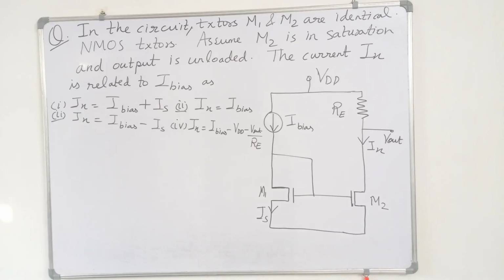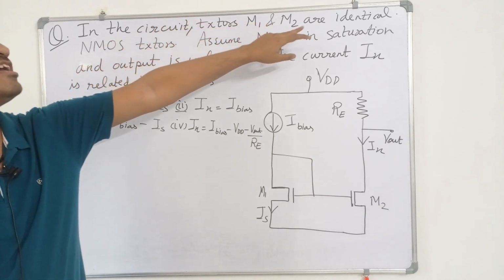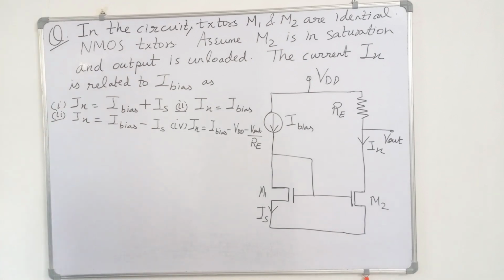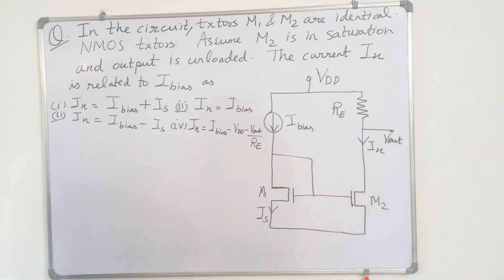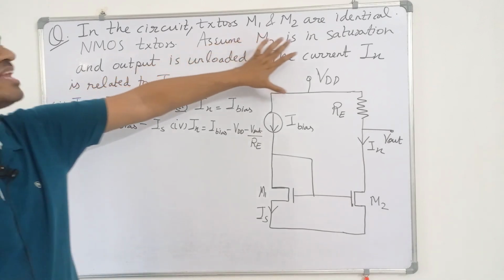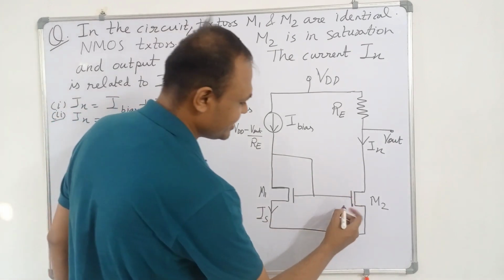Welcome. We are solving this question. It is from GATE 2008 from electronics branch. In this question it is given that in the circuit the transistors M1 and M2 are identical NMOS transistors. And it is also given that M2 is in saturation. So this transistor is in saturation.